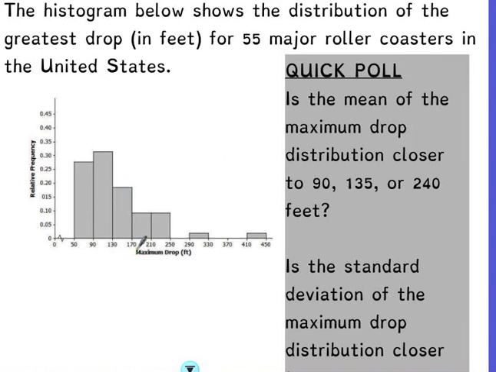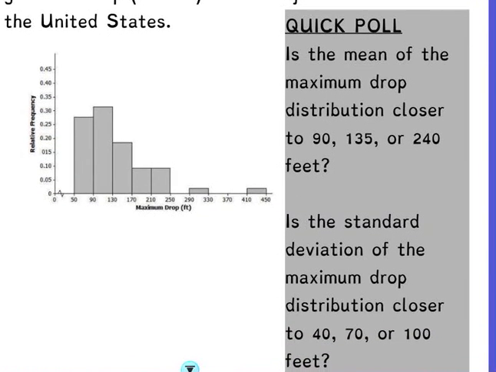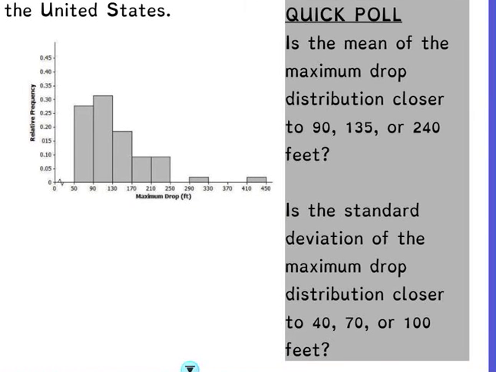I want you to look at this and determine the mean of the drop. Do you think the mean is closer to 90 feet, 135 feet, or 240 feet? Again, put this in your notebook. This will be what I'm going to check on Monday as your notebook check and also as a quick poll warm-up. I also want to know if you think the standard deviation of the maximum drop distribution is closer to 40, 70, or 100 feet. So again, take a minute to look at this graph, analyze it, see which of the following you think best applies for the mean and the standard deviation, and we will talk about it in class on Monday.